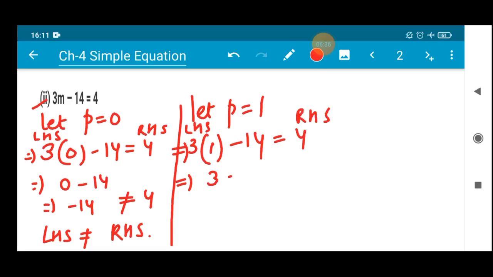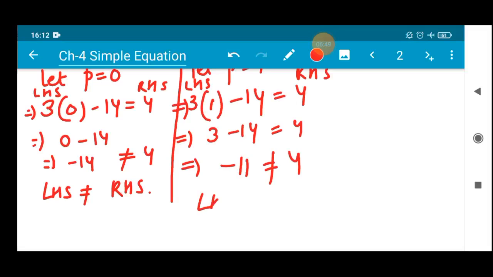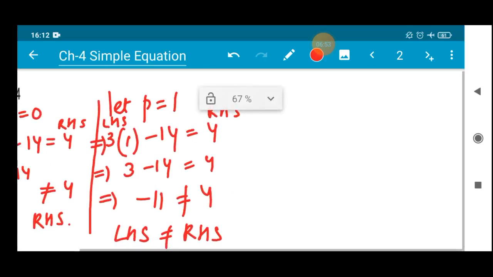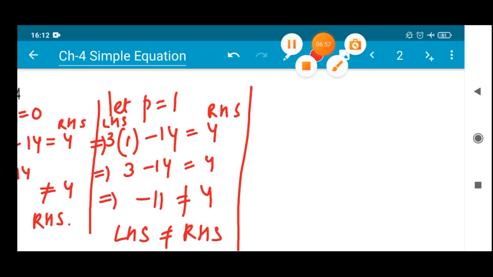3 ones are 3, minus 14 is minus 11, which is not equal to 4. So we can write LHS is not equal to RHS again. So the value 1 is not suitable here. Let us try with the next value.